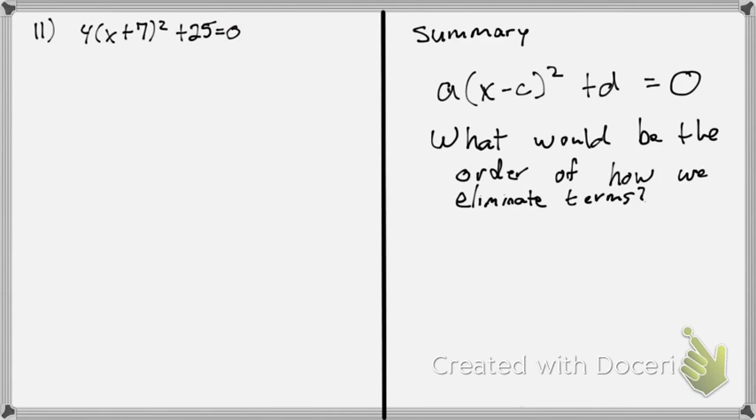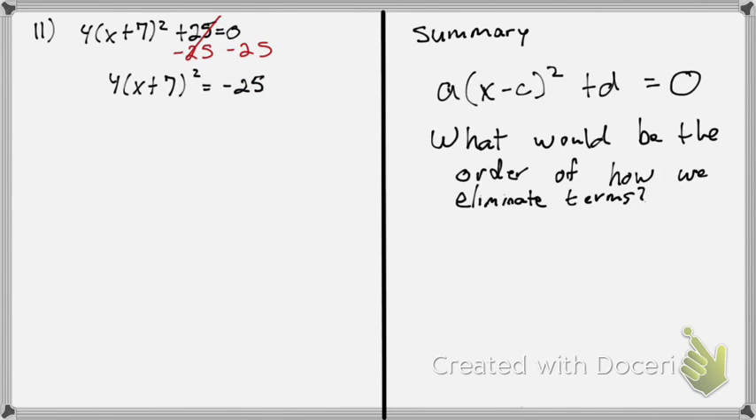For the last problem, number 11, we're given 4(x + 7)² + 25 = 0. So the first thing we need to do is move the same spot first as every other problem. We're going to subtract 25 to cancel out the plus 25 this time. That's going to give us 4(x + 7)² = -25.